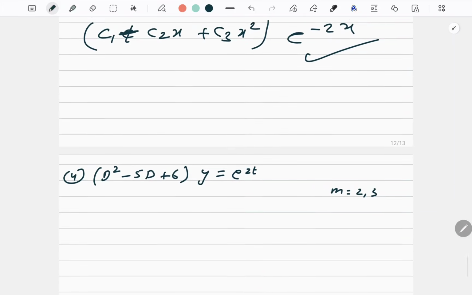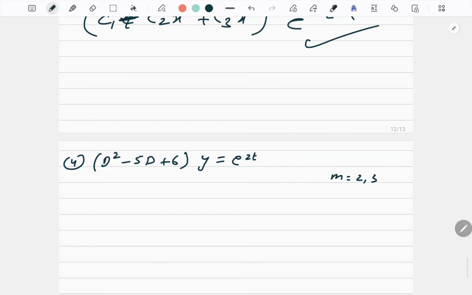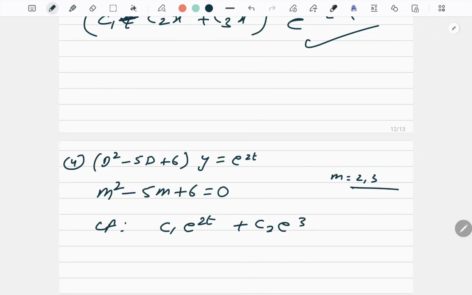Okay. Now look at this question. Now here it is t. So in place of x I will write t everywhere. So now first when you solve this, m square minus 5m plus 6 is equal to 0. Now first find out the factors of this. It will be 2 and 3. So it will become CF is equal to c1 e to the power 2t plus c2 e to the power 3t. Now for PI you will write e to the power 2t upon D square minus 5D plus 6.